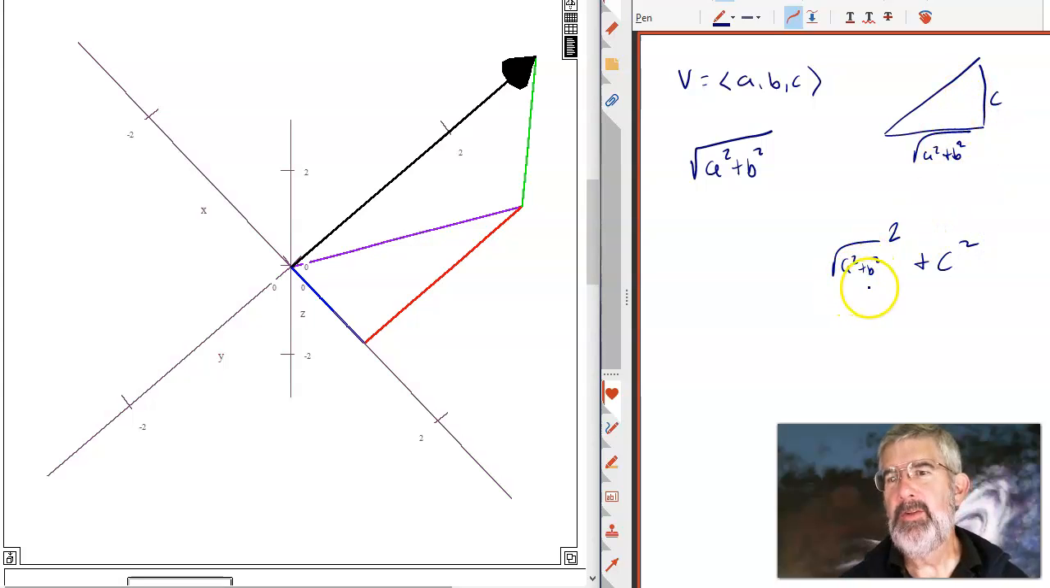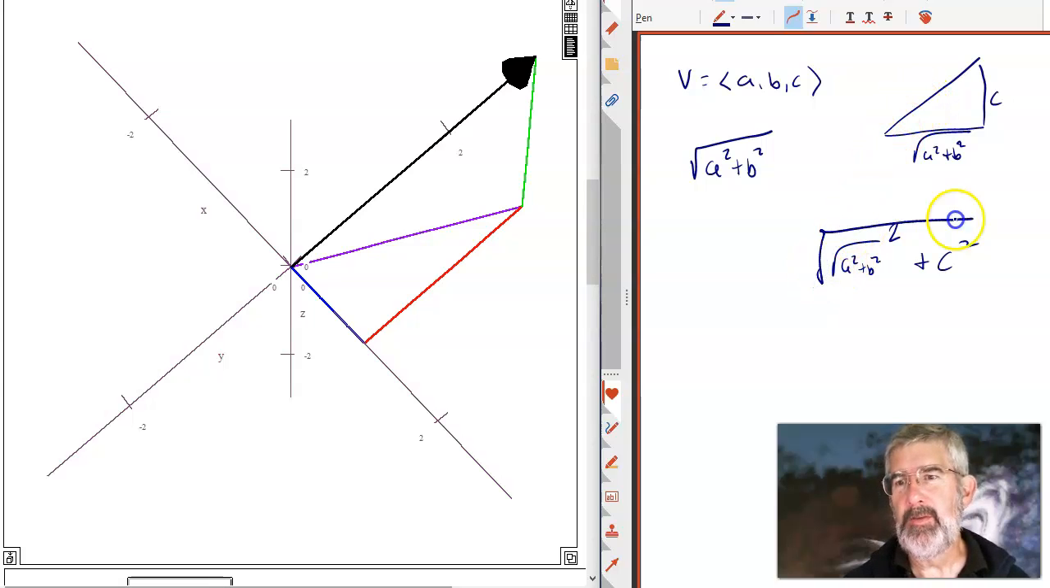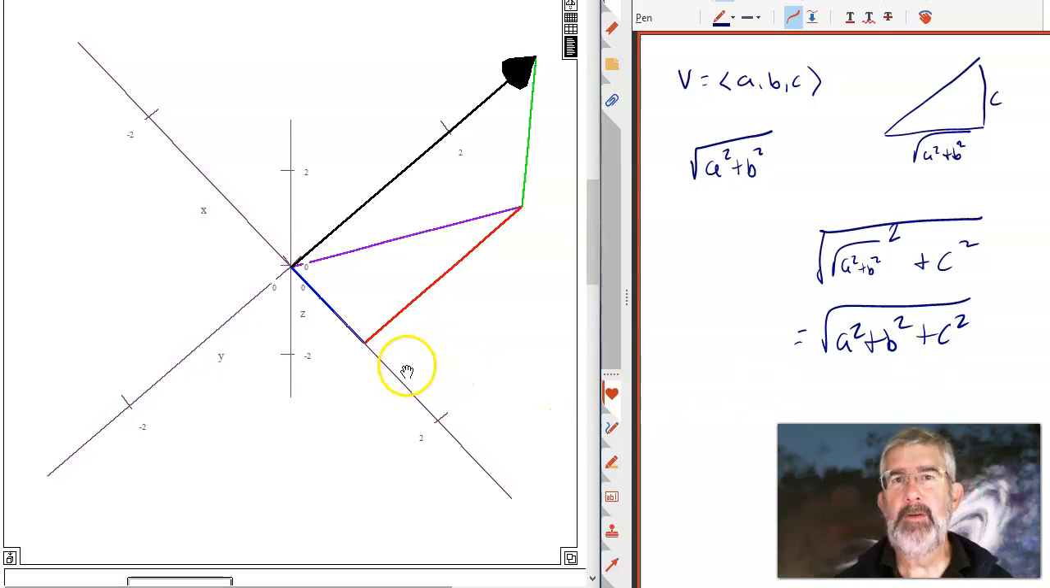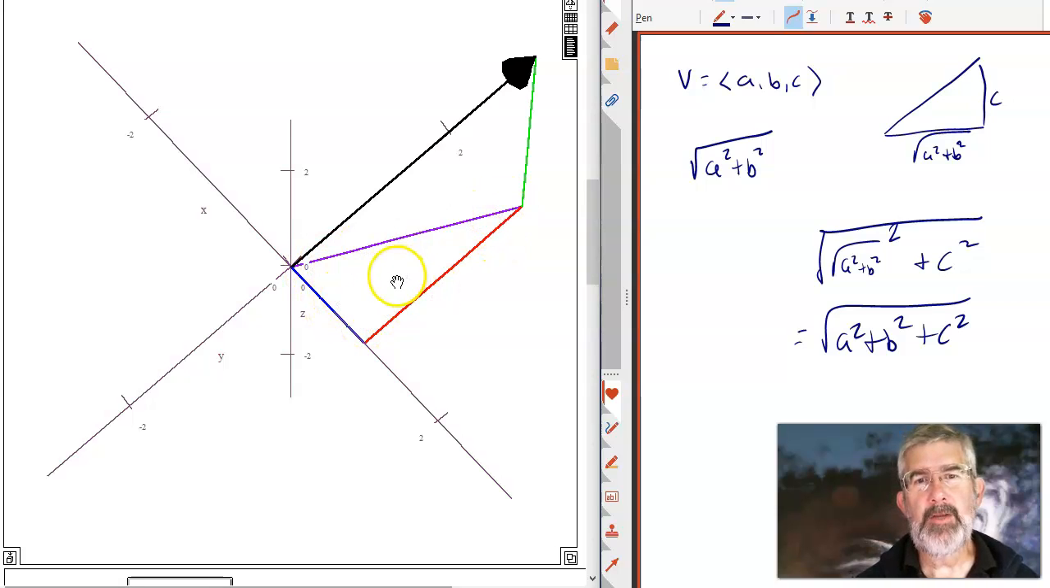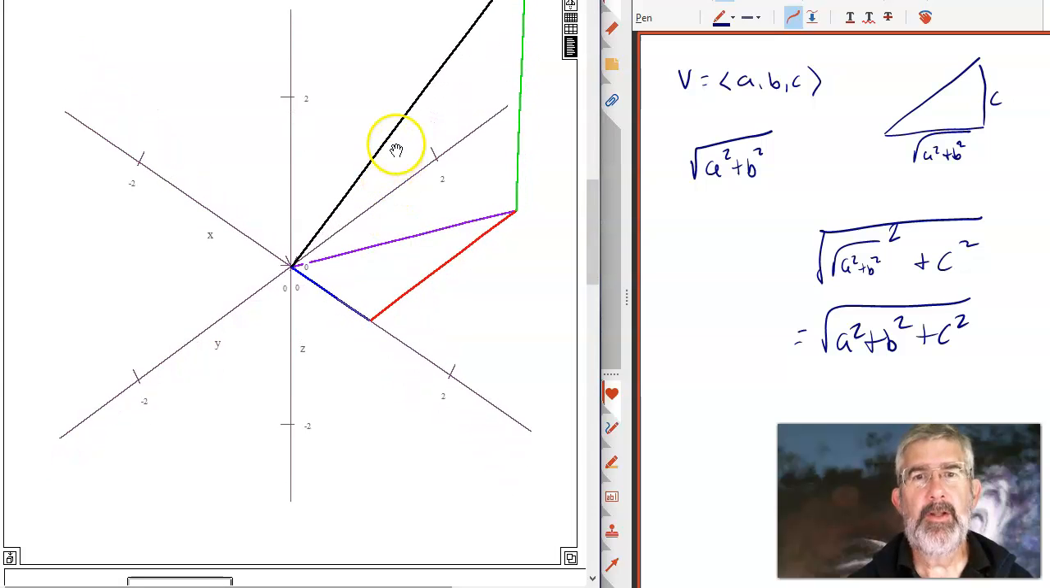But if I don't put the square root there, that's the hypotenuse squared. I actually want the length of it. So I want the length of the hypotenuse, so I have to take the square root of the whole thing. And I end up with the square root of a squared plus b squared plus c squared. I use the Pythagorean theorem twice: once on the triangle down in the xy plane, and then once in that vertical triangle.